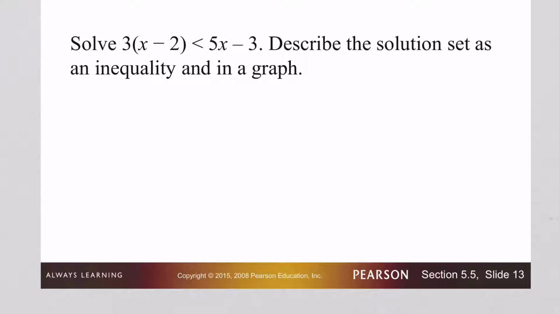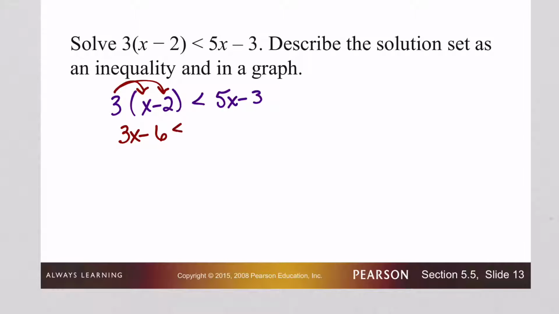Okay, so let's take a look at this one. 3 times x minus 2 is less than 5x minus 3. All right, first thing we need to do with this problem is distribute. So I've got 3x minus 6 is less than 5x minus 3. And again, I always move my smaller variable over to my larger one. It keeps me from having to deal with negatives, but in this case, I'm actually going to do it the other way around so that you see that I have to flip my sign here.